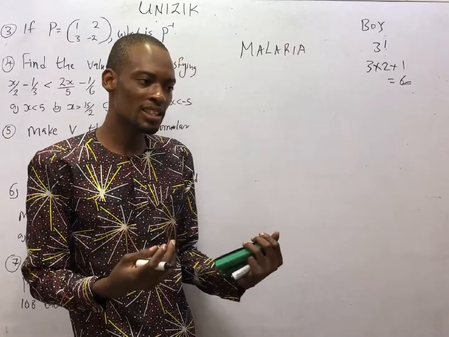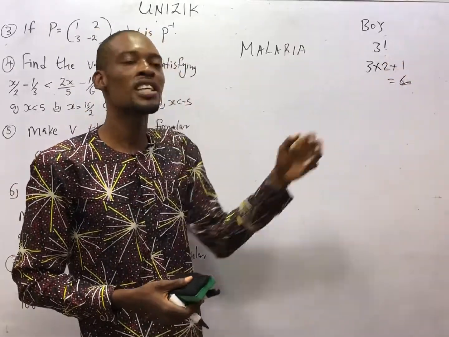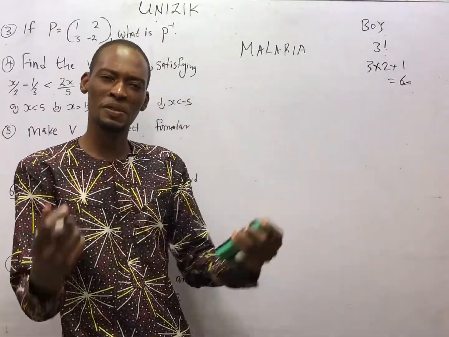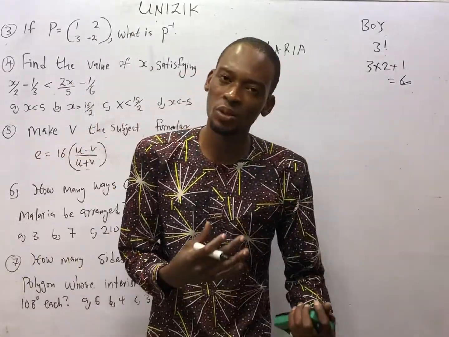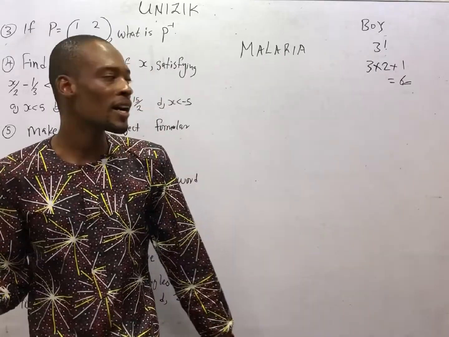3 factorial is 3 times 2 times 1. 10 factorial is 10 times 9 times 8 times 7 times 6 times 5 times 4 times 3 times 2 times 1. Whenever I give you any number and factorial, it means multiply the number from itself down to 1.